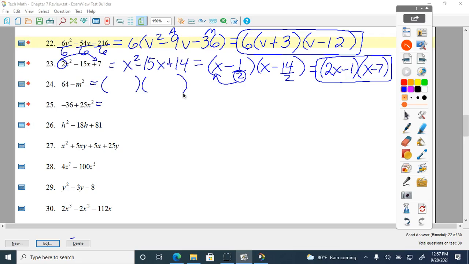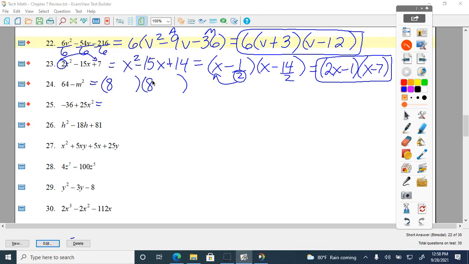Square root of 64. Stick it in your calculator if you need to. 32? 8. You're not dividing it by 2. You're taking the square root. I did that in my head. Okay? All right. So 8 and 8.